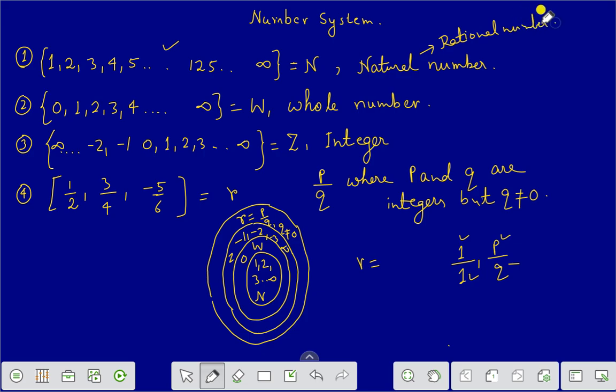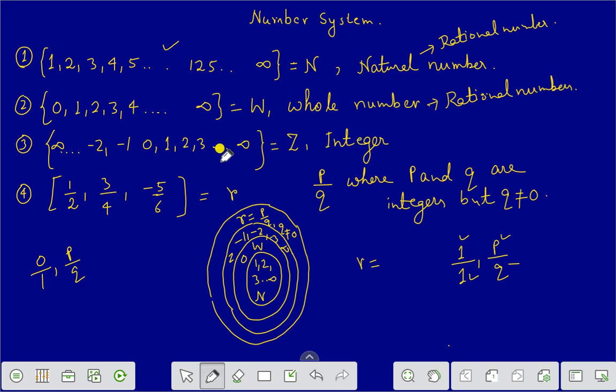Are all the whole numbers rational numbers? Yes. Because here you see 0. 0 can be written as 0 by 1. That means it can be written as p by q, and q is not equal to 0. Therefore, whole numbers are also within rational numbers.